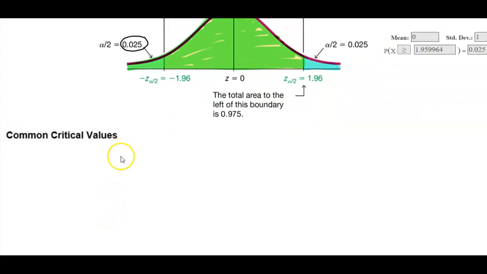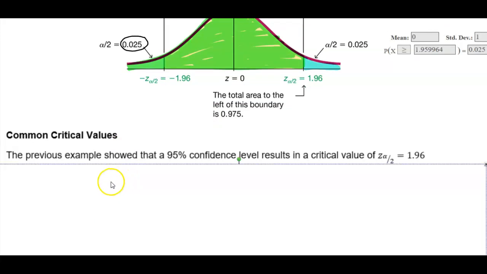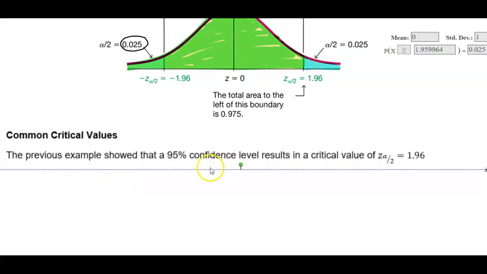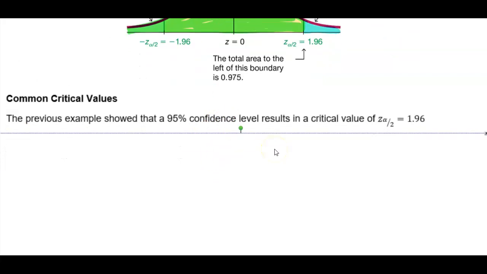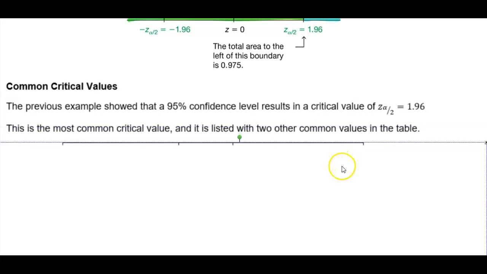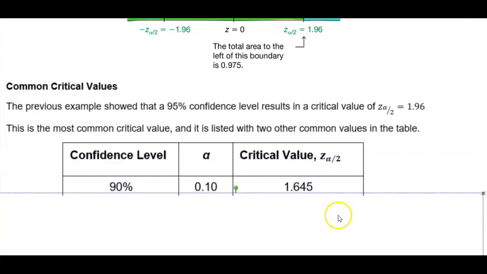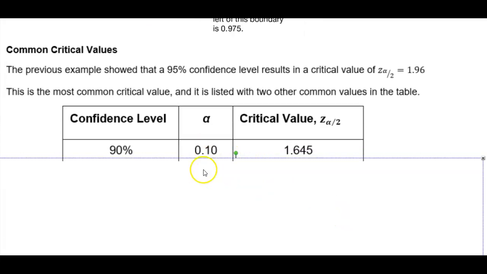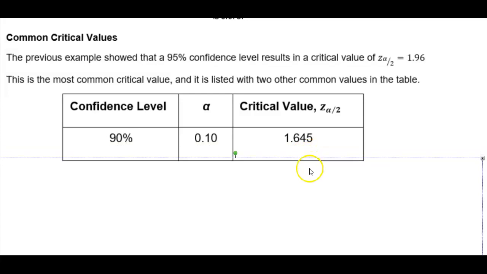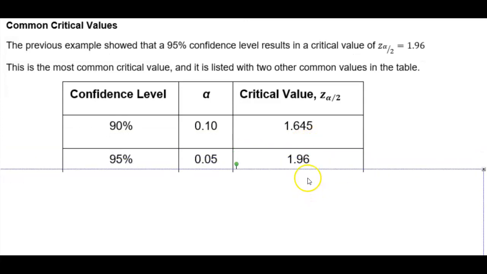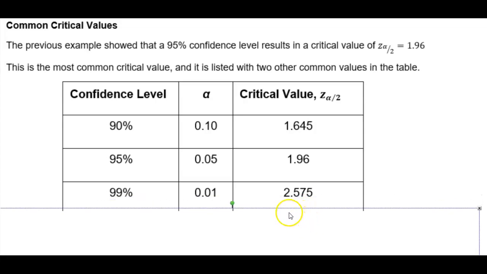Now, what are some common critical values? Well, we've already seen one of them. The previous example showed that a 95% confidence level results in a critical value of z alpha divided by 2 equal to 1.96. Here are the most common critical values, listed with 2 other common values in the table. We have 90%, where alpha is 0.10, and the critical value is 1.645. For 95%, we got 1.96. For 99%, to 3 decimal places, it was 2.575.